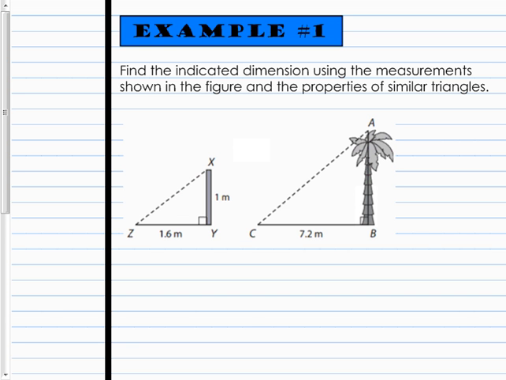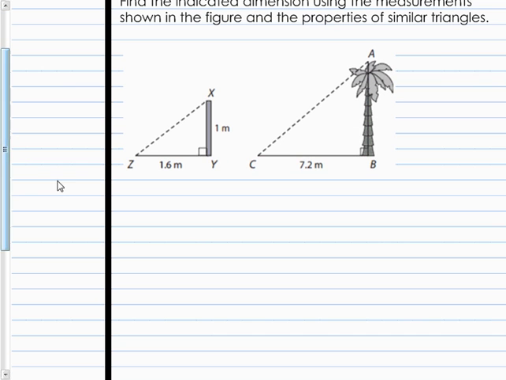Okay. So, example number 1 says, find the indicated dimension using the measurements shown in the figure and the properties of similar triangles. So, I can see in my picture right here that I have two triangles, and it's saying that they're similar. I need to find the height of the palm tree, and the triangle made with the palm tree is similar to the triangle made by the post and everything. So triangle ABC is similar to triangle XYZ. Let's just say it that way. So I am looking for AB.